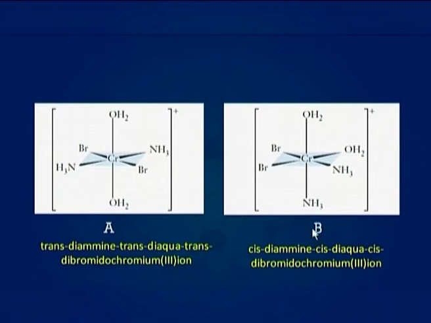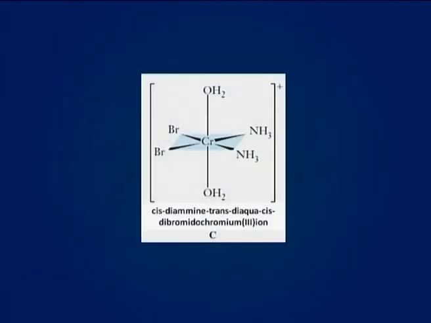And in the second form, the members of all the three pairs of like ligands are cis to each other. Hence, this form is named as cis-diammine, cis-diaqua, cis-dibromidochromium(III) ion. In third form C, the members of one of the pairs may be trans to each other, but the members of the other two pairs are cis. Hence, this will be named as cis-diammine, trans-diaqua, cis-dibromidochromium(III) ion.